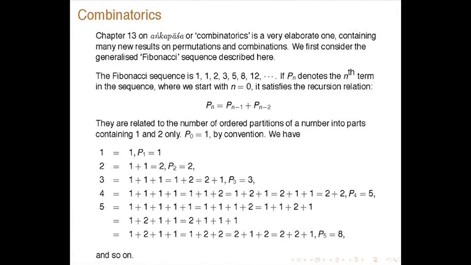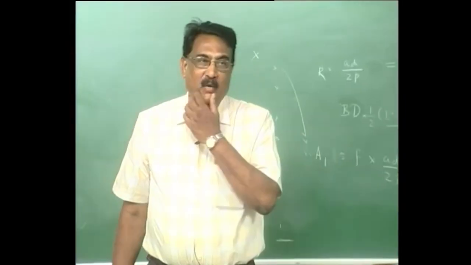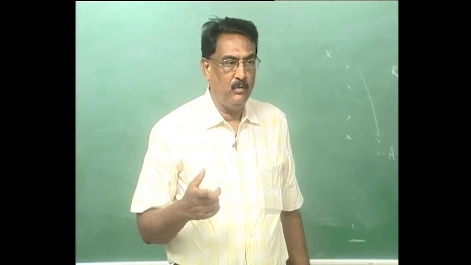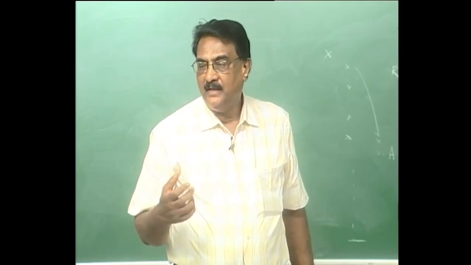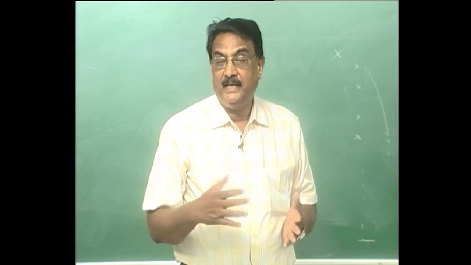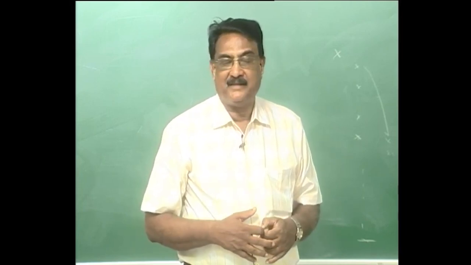Fibonacci sequence is 1, 2, 3, 5, 8, 13, etc. And if Pn denotes the nth term in the sequence, it satisfies this relation. The same thing as what Professor Srinivas talked about, he was using the symbol S instead of P. And he was also explaining how it occurs naturally: suppose you assign the value 1 to a laghu and 2 to a guru, okay. Then with a given number of matra, the total number, how many possibilities are there?